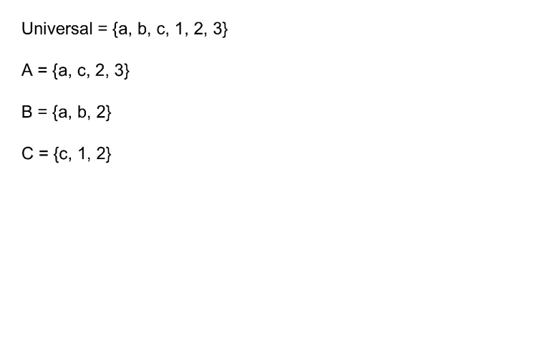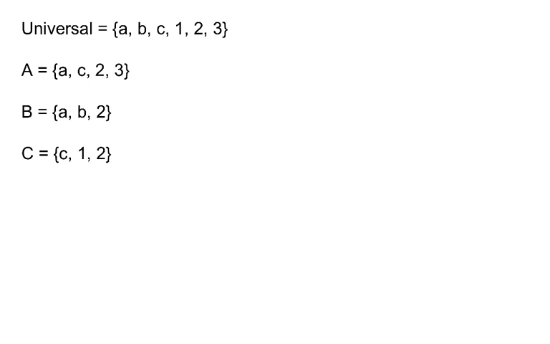To help with those new vocabulary terms, we've got four sets here that we're going to work with. Our universal set has 6 elements: A, B, C, 1, 2, 3. Set A has 4 elements: A, C, 2, 3. Set B has 3 elements: A, B, 2. And set C has 3 elements: C, 1, 2. Now let's use these sets to look at how we're going to use the intersection, the union, and the complement.